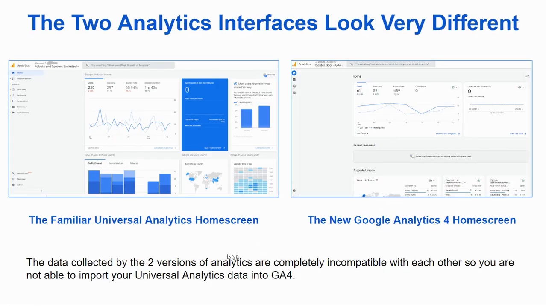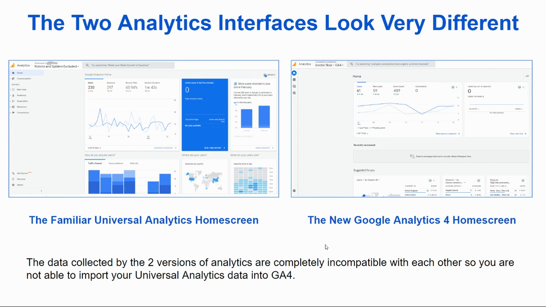And one of the things you will notice is that the home screens of both versions are quite different. Over here is probably what you're familiar with: your acquisition reports, behavior, conversion, and various other things, and your admin down the bottom. Whereas over on Google Analytics 4, you've got reports, explorations, and your Google Ads connection.